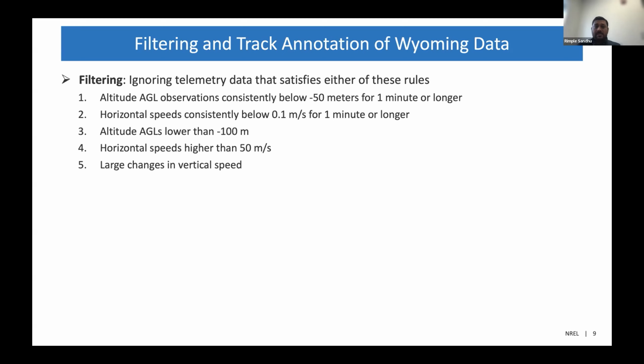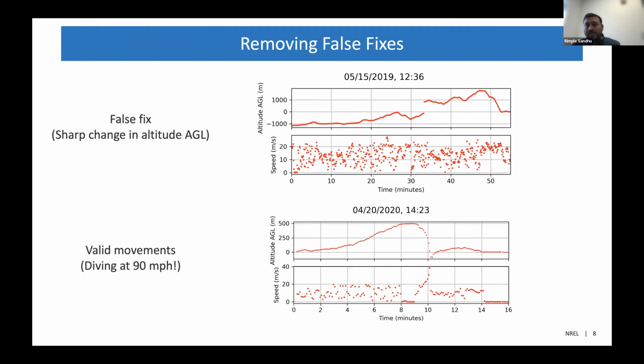We remove all the data that's less than -100 meters AGL; we think that might be because of false fixes. But we're keeping from -100 to 0 because there are errors in the vertical location that's captured by the unit, and there are errors in the digital elevation model from USGS 3DEP that might introduce errors as well, right? So we want to keep those. We remove all the horizontal speeds higher than 50 meters per second. There are very few data points that have that. And we also remove large changes in vertical speed. The last one actually takes care of that false fix track that you see in the top.